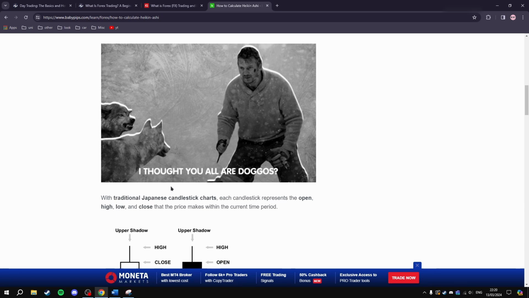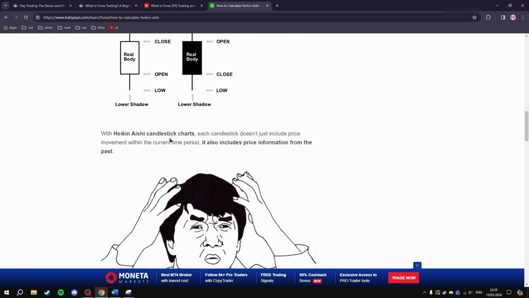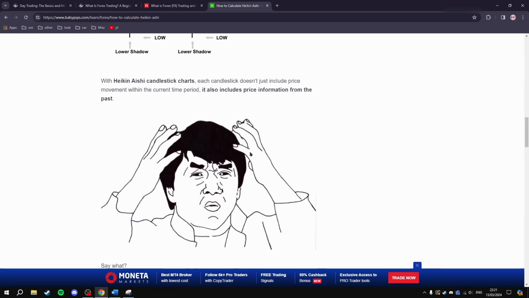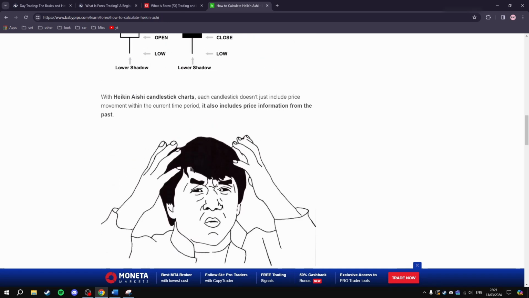With traditional Japanese candlestick charts, each candlestick represents the open, high, low, and close that the price makes within the current time period. With Heikin Ashi candlestick charts, each candlestick doesn't just include price movement within the current time period, it also includes price information from the past. Let's see how a Heikin Ashi candlestick is calculated and take it one step at a time.